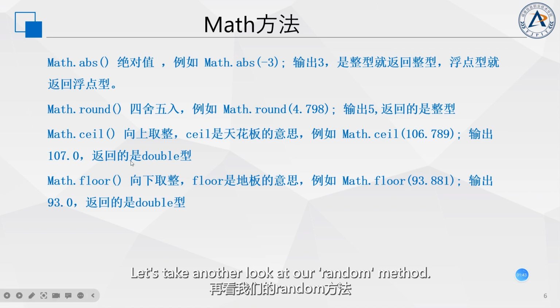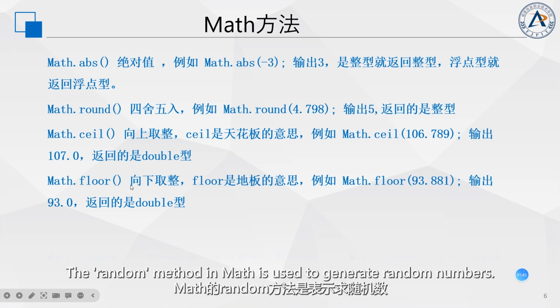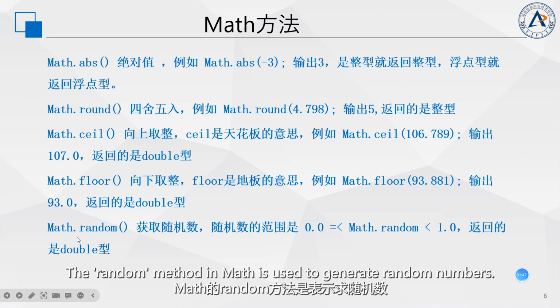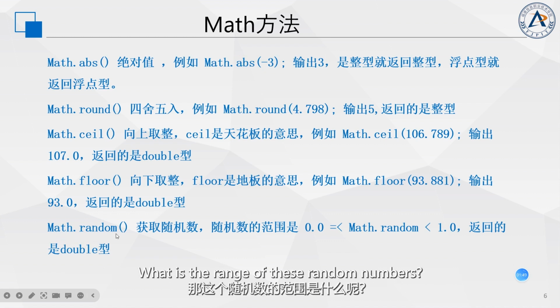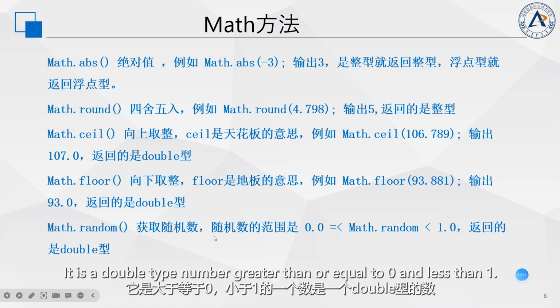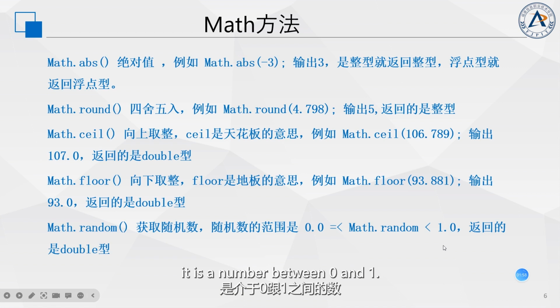Let's take another look at our random method. The random method in Math is used to generate random numbers. What is the range of these random numbers? It is a double type number, greater than or equal to 0 and less than 1. In other words, it is a number between 0 and 1.